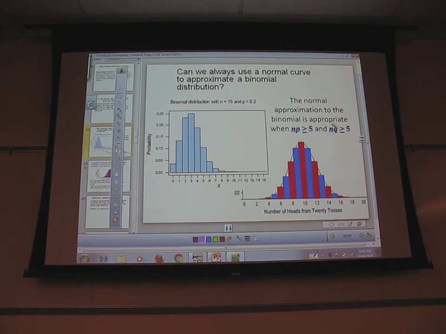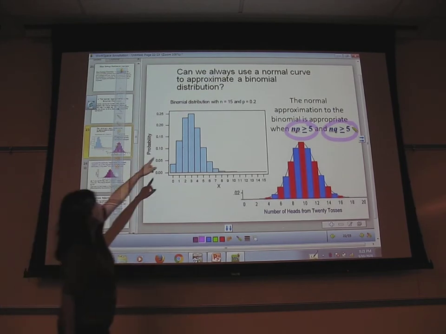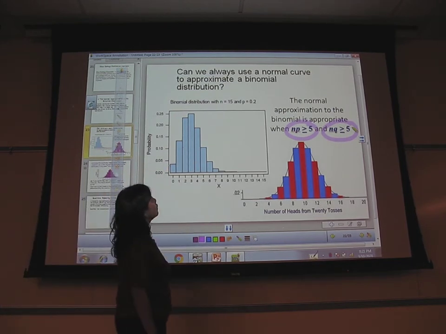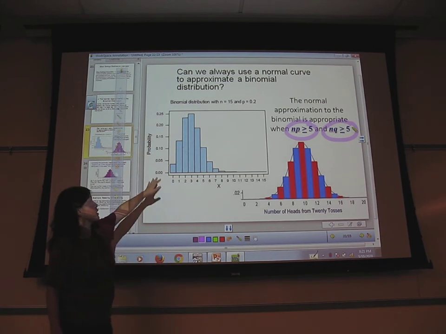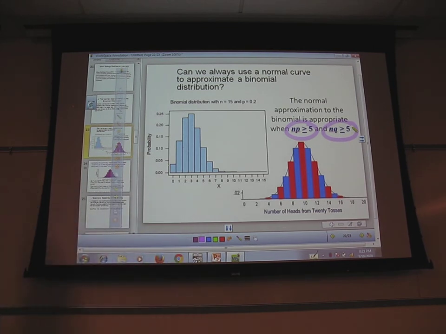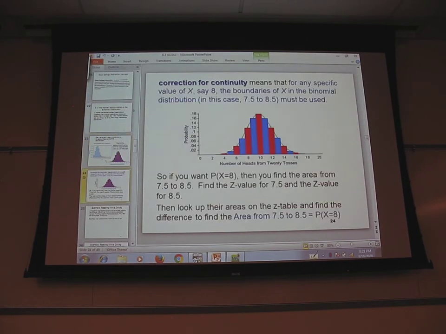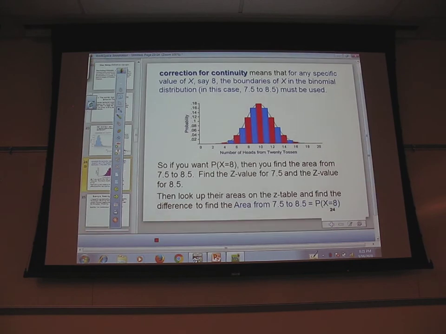What you do is, when np is greater than or equal to 5, and nq is at least 5, when np and nq are both at least 5, then you're good. That means your n is big enough for it to look pretty normal. Over here, what's n times p? 15 times 0.2 is only 3, so that one doesn't look normal enough to approximate. All right. So here's the deal with it.